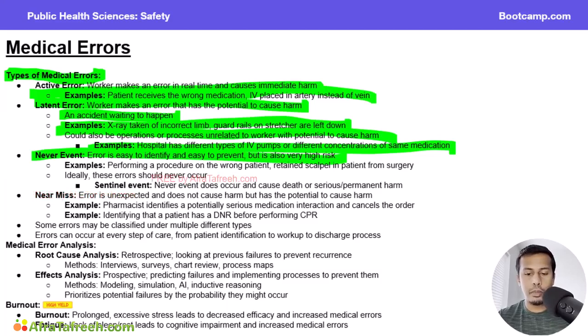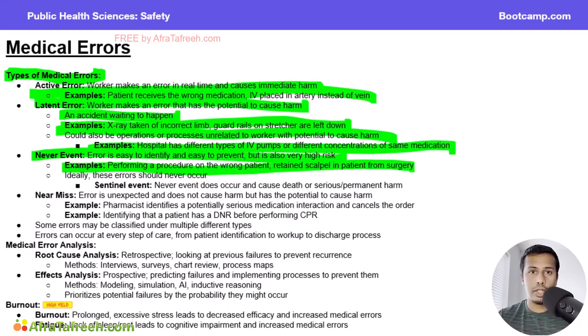Some examples of this: performing a procedure on the entirely wrong patient, or performing a procedure and the scalpel is retained in the patient from surgery. These are things that are really easy to identify to make sure they're not happening, to make sure that it's not the wrong procedure on the wrong patient.